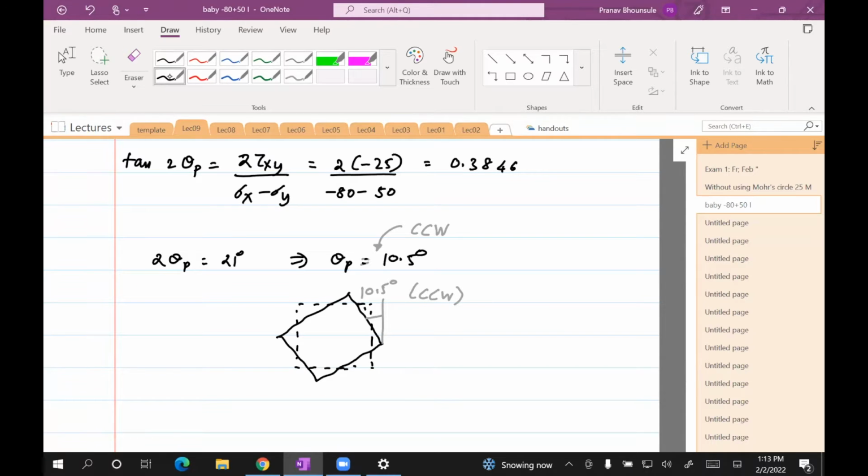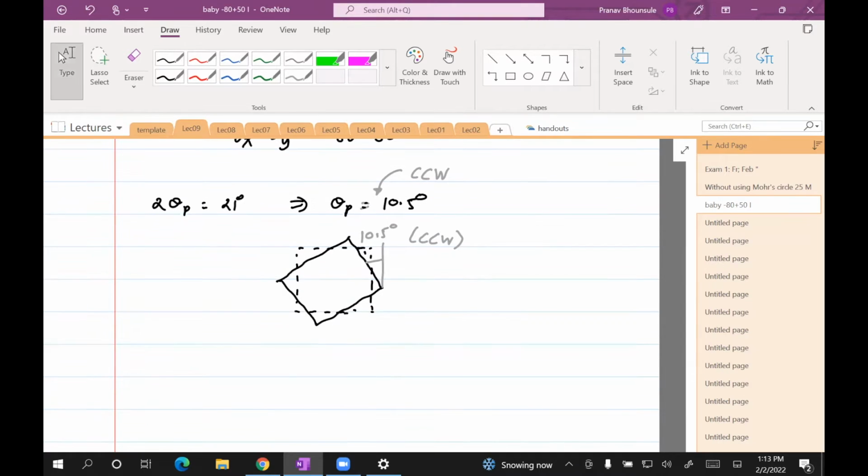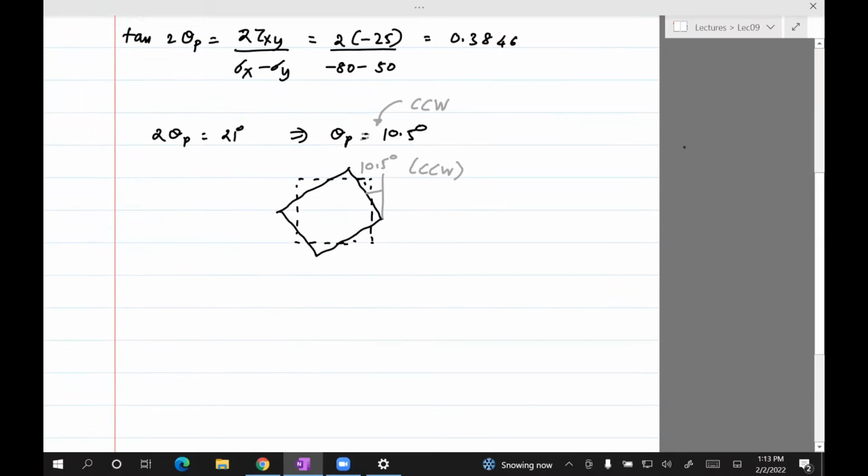Now, let's solve part 3, which asks us to solve for the shear stress. The formulas for part 3 are as follows.